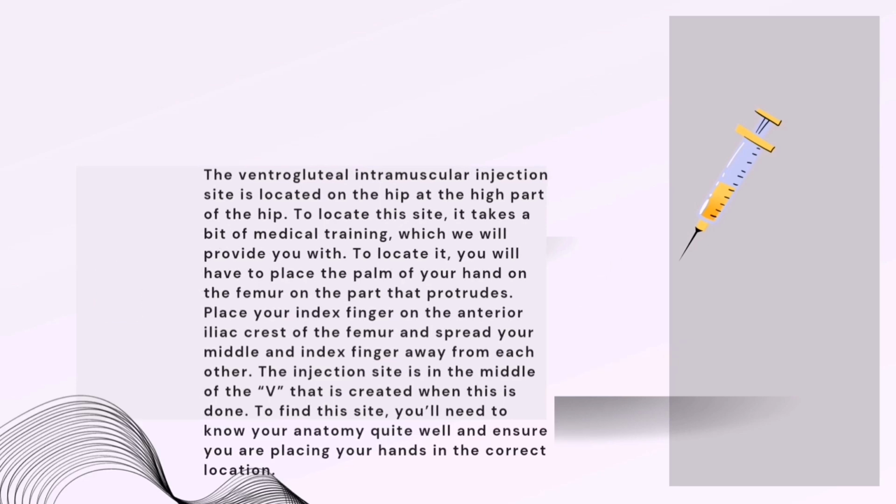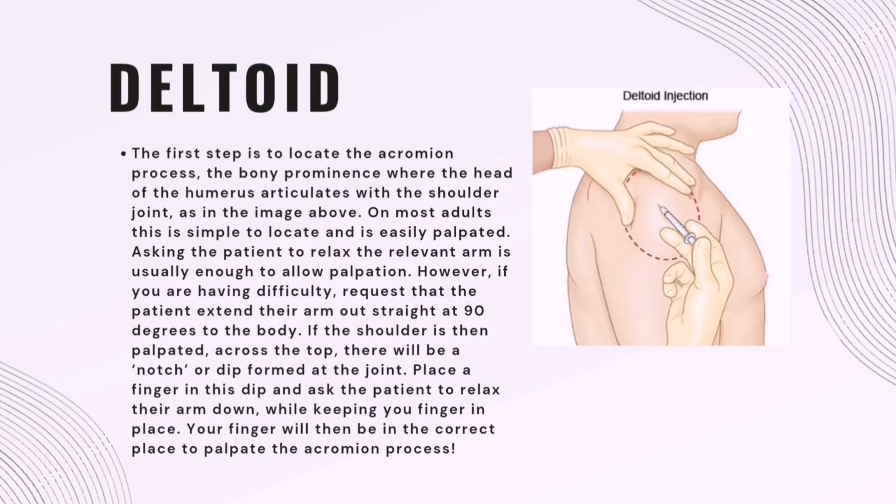Deltoid muscle of the arm. The first step is to locate the acromion process, the bony prominence where the head of the humerus articulates with the shoulder joint, as in the image above. In most adults, this is simple to locate and is easily palpated. Asking the patient to relax the relevant arm is usually enough to allow palpation.